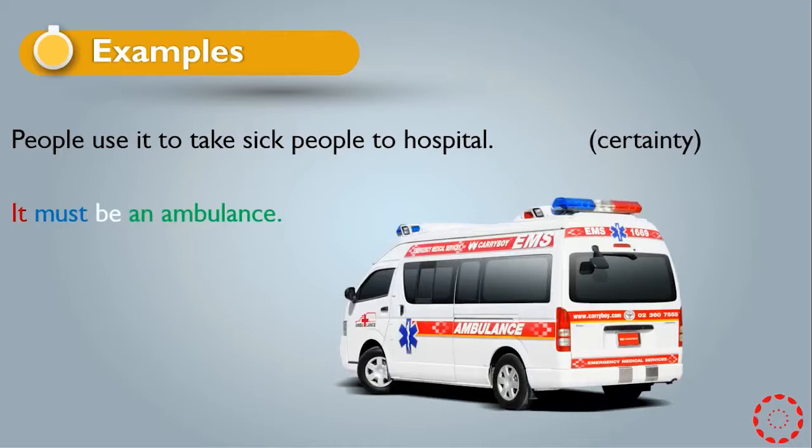As you see, we have it at the beginning, after that must and be according to the form, and we have an ambulance, which is the complement of the sentence. Also, we should think about what that thing is that people use to take sick people to hospital, which is an ambulance. So the sentence became it must be an ambulance.